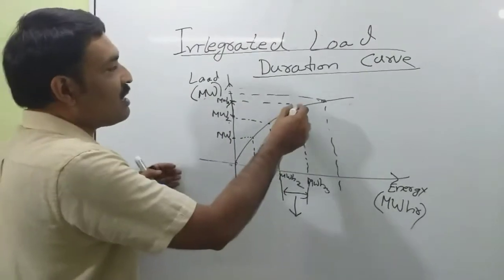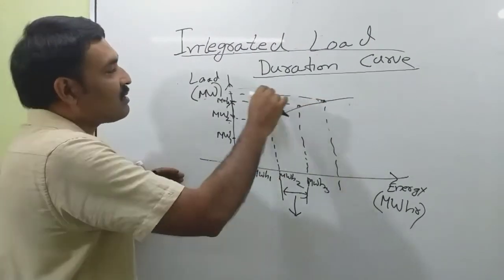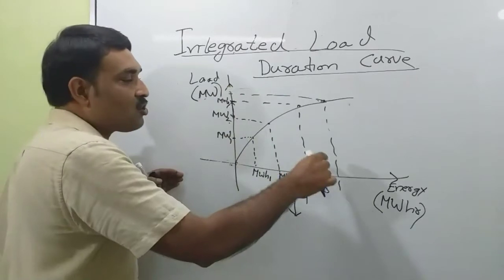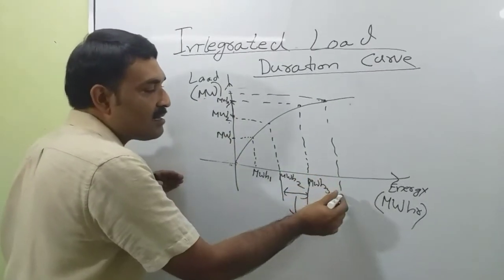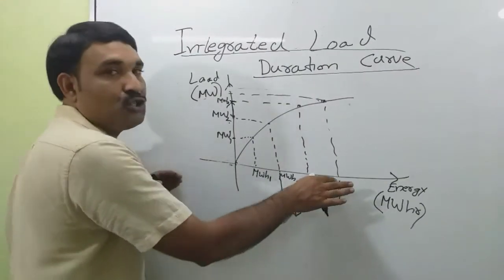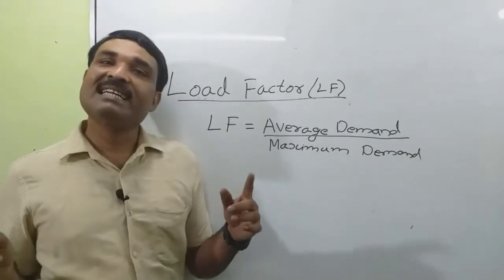Suppose the load decreases from this to this. The decrease in load is this. So the change in energy generated is the difference of these two. Next we have to define certain terms.